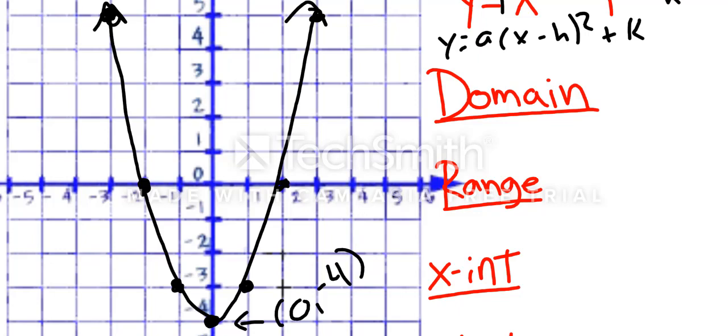Now let's go ahead and, well, do we have a max or min? We have a min value because it's opening up. It has a low point, and that min value is -4. So we're able to identify those. So now we need to talk about the domain.